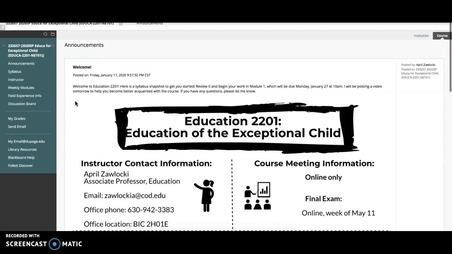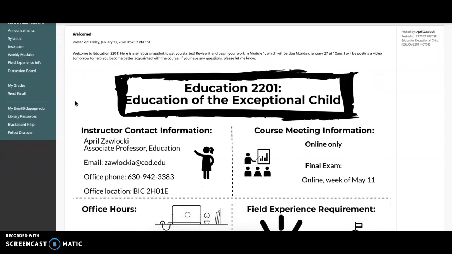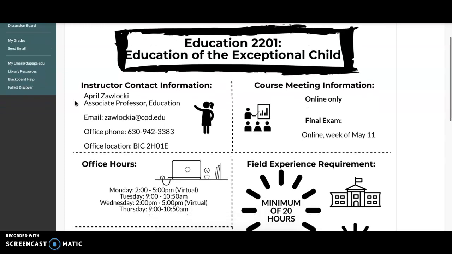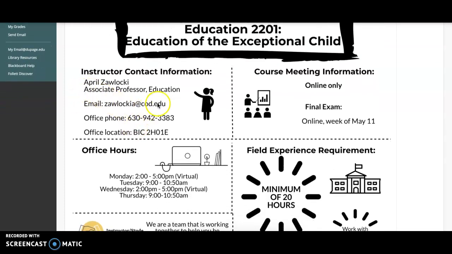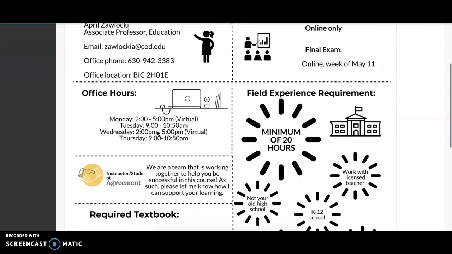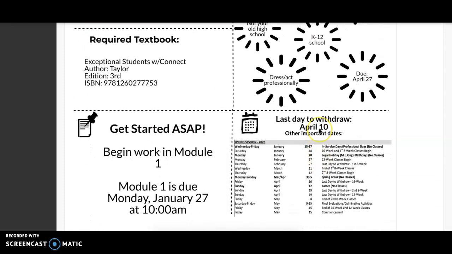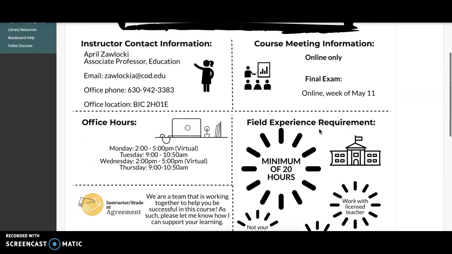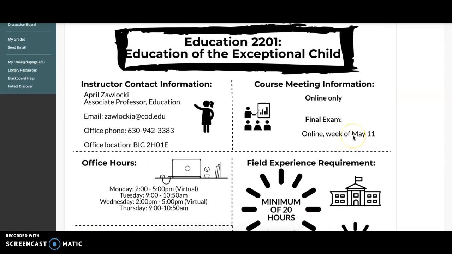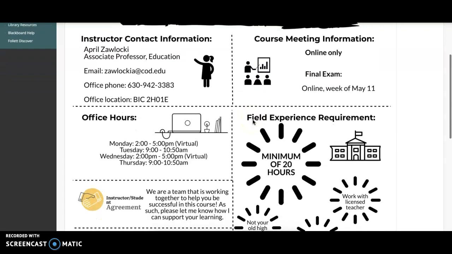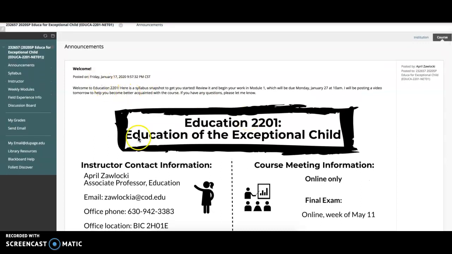The first thing you'll notice is that I posted what I call a syllabus snapshot. It has important information for you, so it has my information, my email, phone number, and my office number. It has my office hours, the textbook that you need, withdrawal date April 10th, a little bit of information about your field experience requirement, and letting you know that we only meet online. It is asynchronous, which means that we don't have any scheduled meetings together. And your final exam will be the week of May 11th. So that's some important information for you.